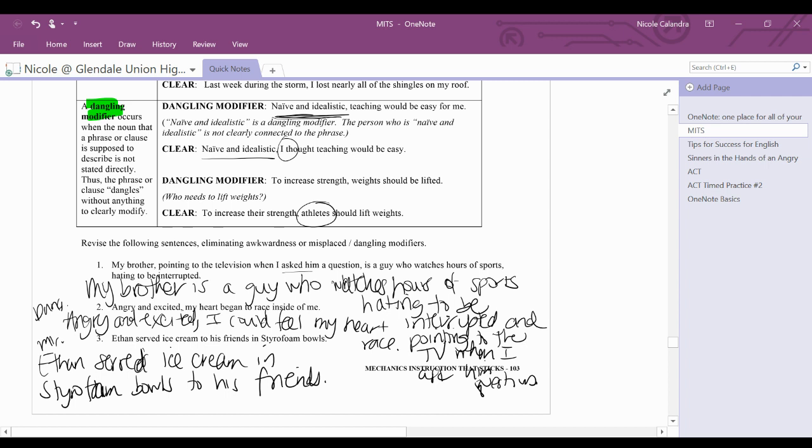So that was misplaced, so we had to fix that. And that one was dangling because I didn't have one, okay? And then for that one, we were just trying to make it a little bit clearer, although that was a long one, right? So, all right, well, there you go. That's how you can clear up your sentences a bit.